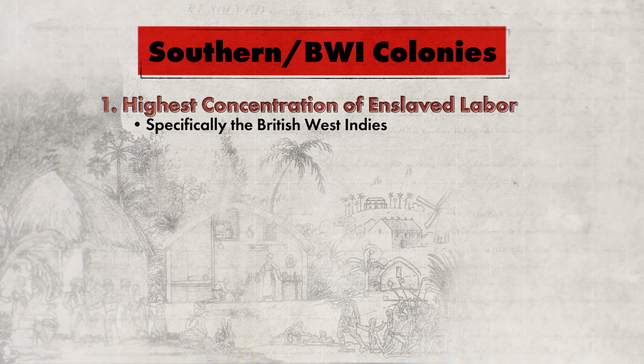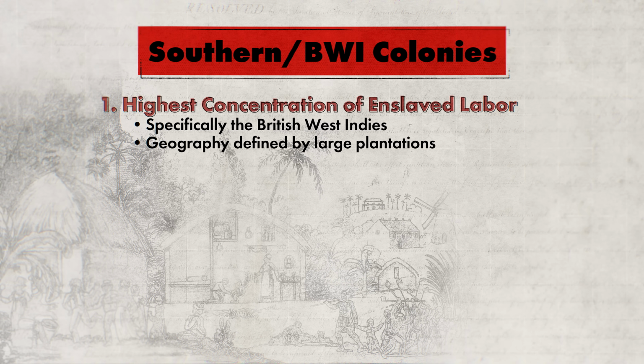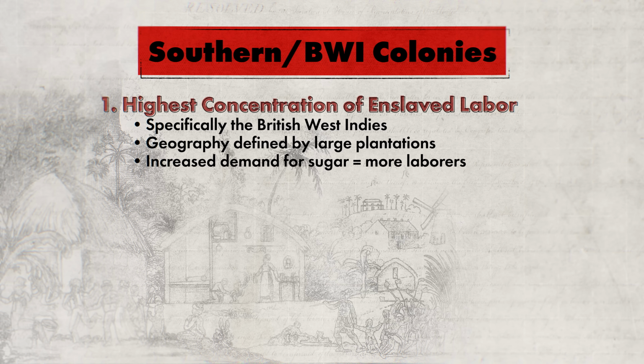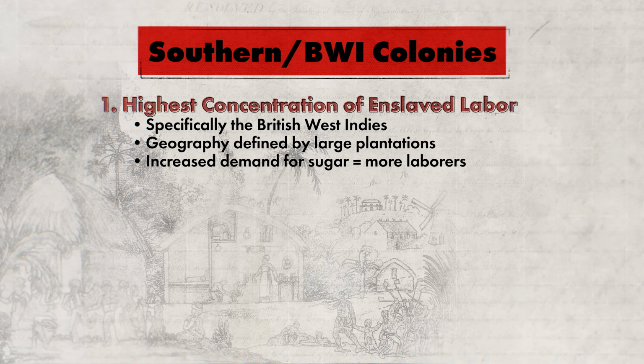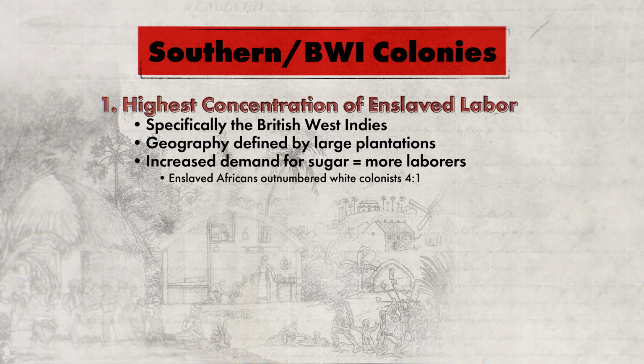And like the Chesapeake region, the geography of the BWI became defined by these massive and sprawling plantations. And so as demand for sugar spiked throughout Europe, that created the need for more laborers to grow and process it. And then that in turn created a massive demand for enslaved laborers from Africa. And it wouldn't be long before enslaved Africans outnumbered the white colonists nearly 4-1. So that means society in the British West Indies was wholesale shaped by plantation agriculture and an abundance of slave labor.